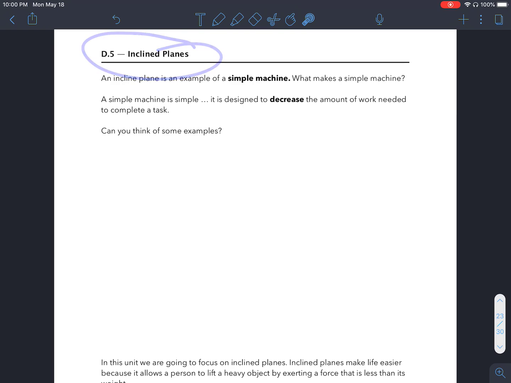Incline planes. Now, this is our last section for this unit, and I'm not going to lie, it's pretty much exactly the same as what we've been doing all this time with free body diagrams and equations and stuff, but there's just a very slight twist.